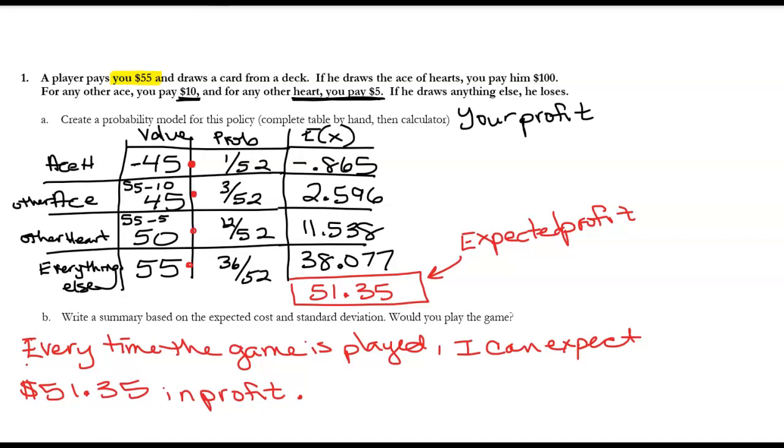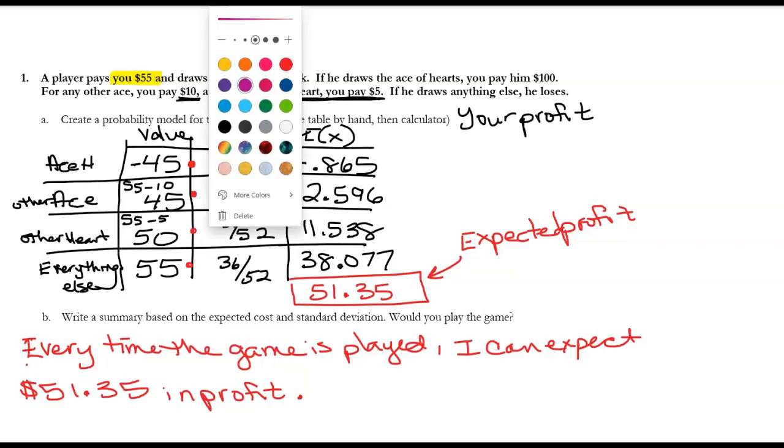So if you're the one playing this game, the opposite is true. You can expect to lose $51 in the long run each time you play the game. So this would be a game I would never play. Okay, so that's the expected cost. What we need to figure out now is the standard deviation.